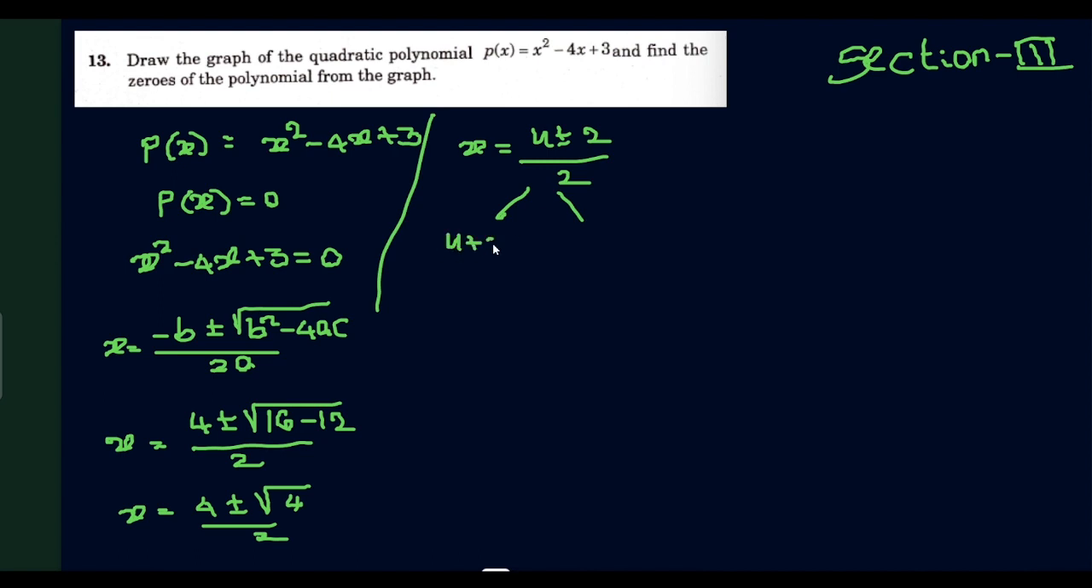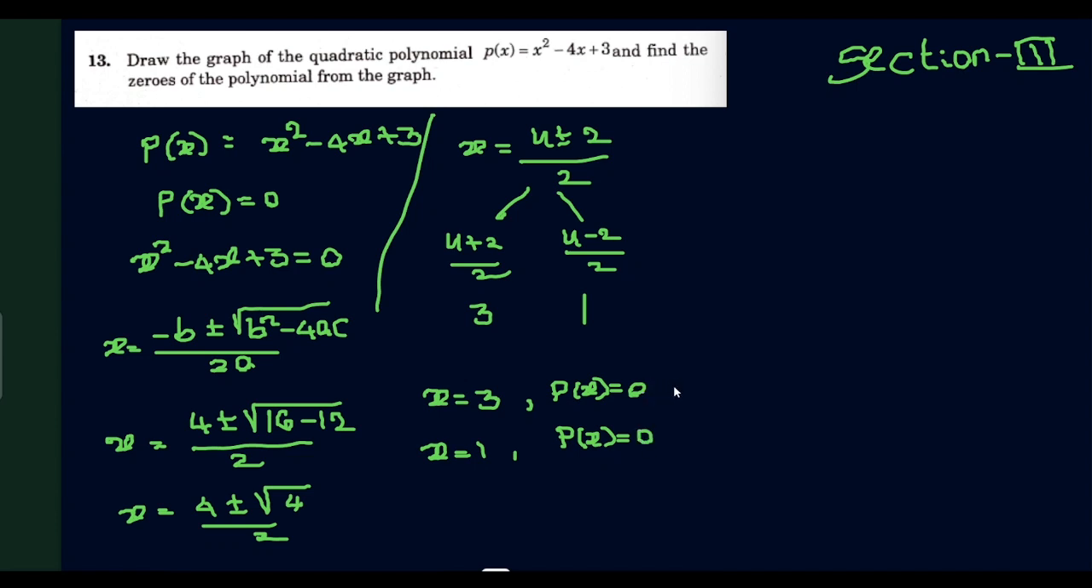4 plus 2 by 2 and 4 minus 2 by 2. Okay, so what is 4 plus 2? 6 by 2, right? That is 3. And 4 minus 2 is 2, by 2, that is 1. So when x is equal to 3, then p of x becomes 0. And when x is equal to 1, then also p of x is equal to 0, right?